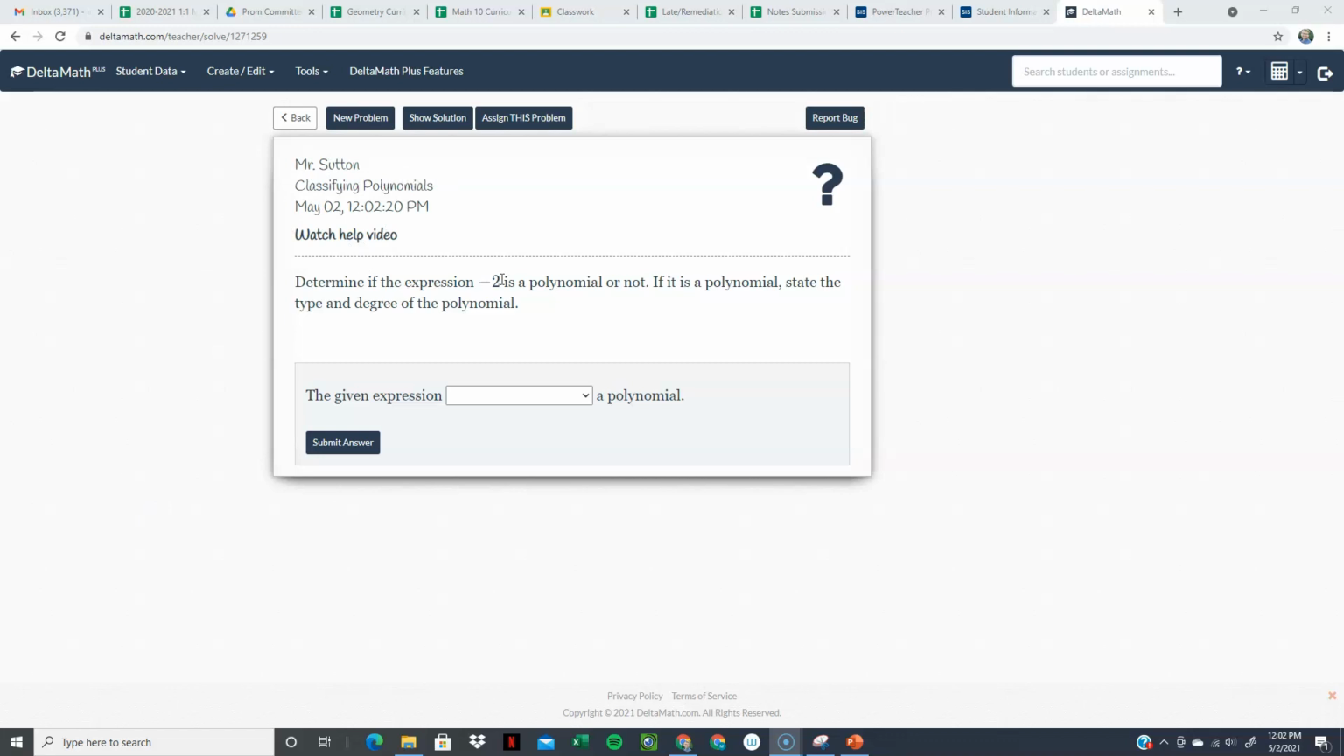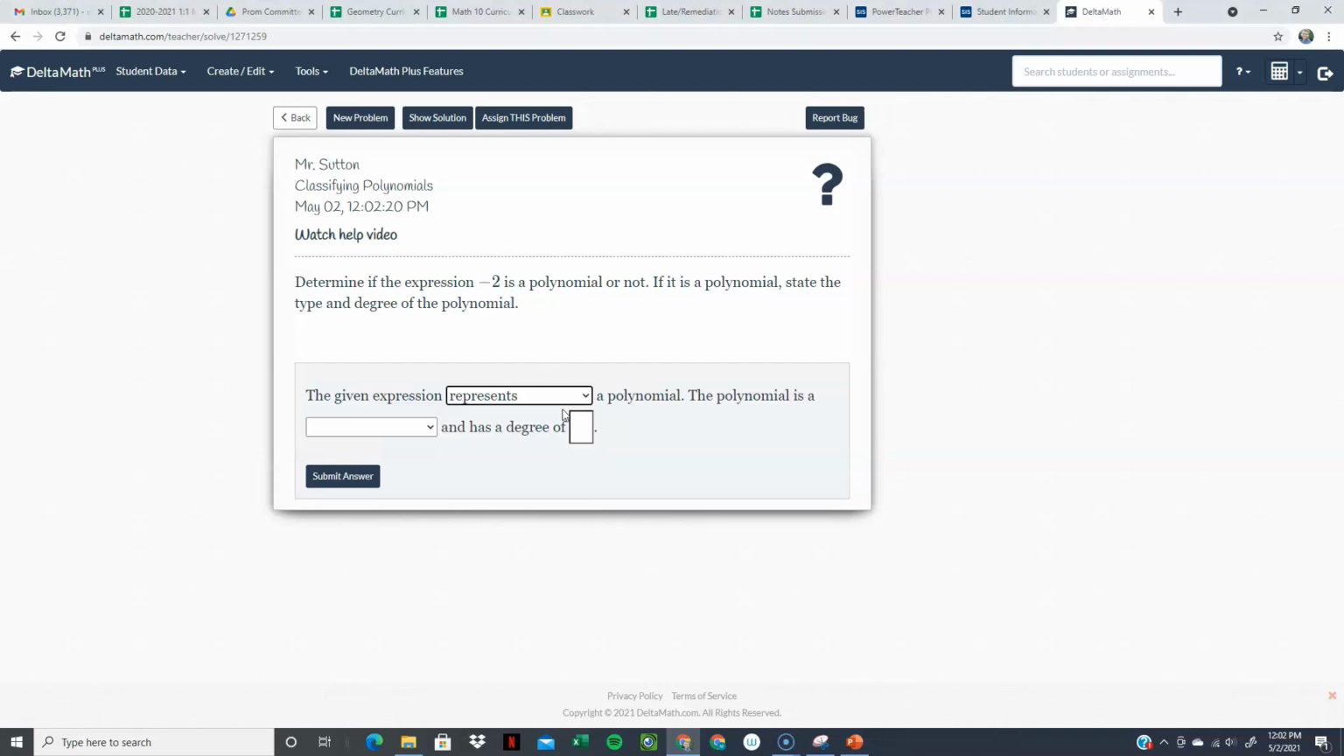Determine if the expression negative 2 is a polynomial or not. If it is a polynomial, state the type and degree of the polynomial. So negative 2 is a polynomial. This is a constant. The polynomial is a monomial, right? Only one term here, and has a degree of 0.